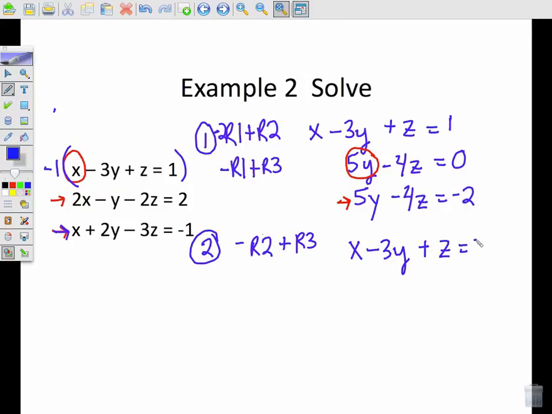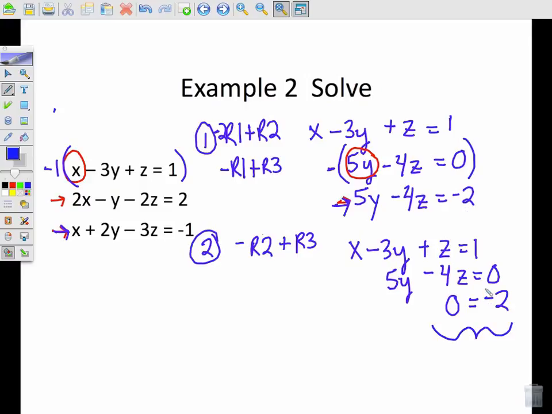So your first row doesn't change. Your second row doesn't change. And now our third row is going to be, so you take this times a negative and we're going to add it to the next row. So negative 5y plus 5y is 0y. Negative 4z times negative 1 is, so you add there, you got 0 again. So we've got 0 equals, and negative times 0 is 0 plus negative 2 and negative 2.